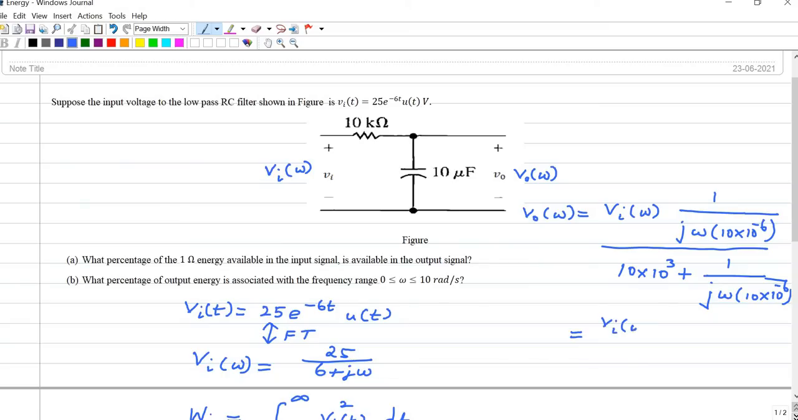So Vi of omega, what I will do, I will cross multiply this. So what happens? Here there is 10 power 4. Here into 10 into 10 power minus 6 into j omega. Am I right? So what happens?